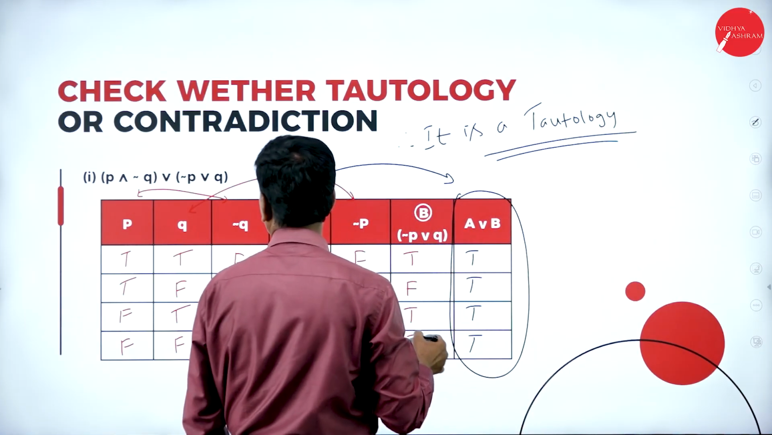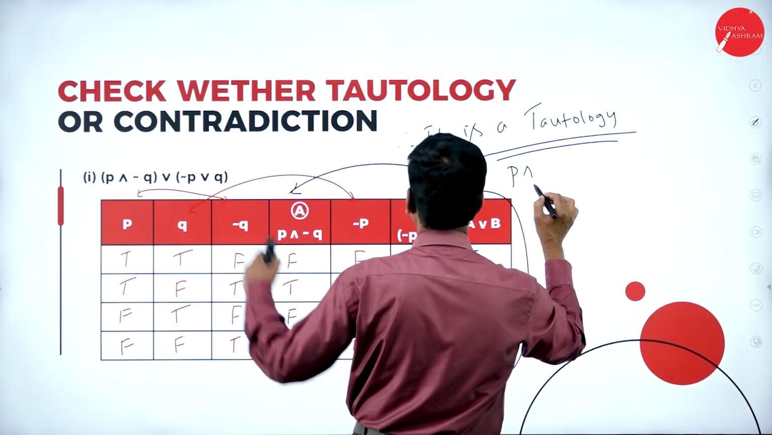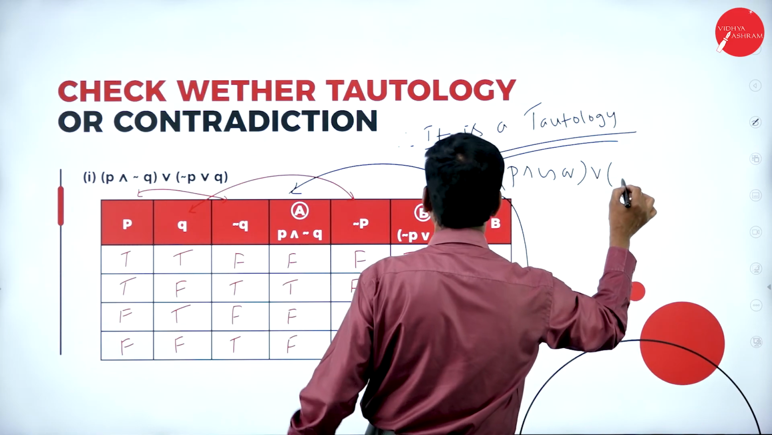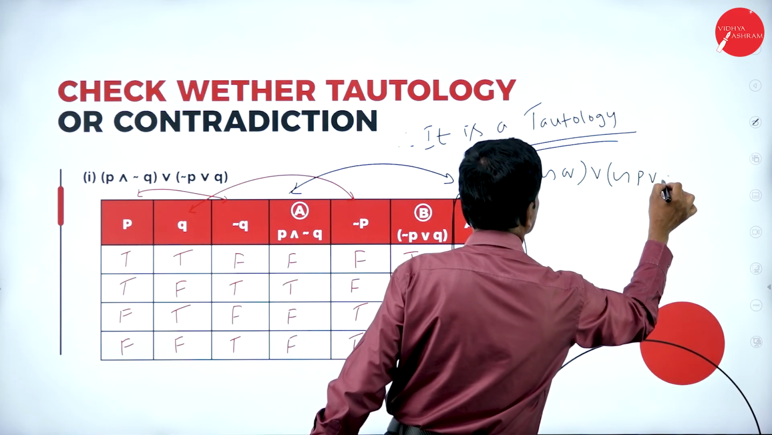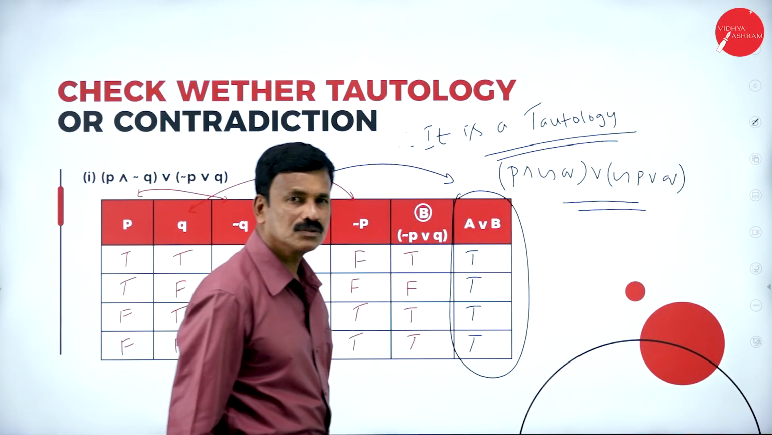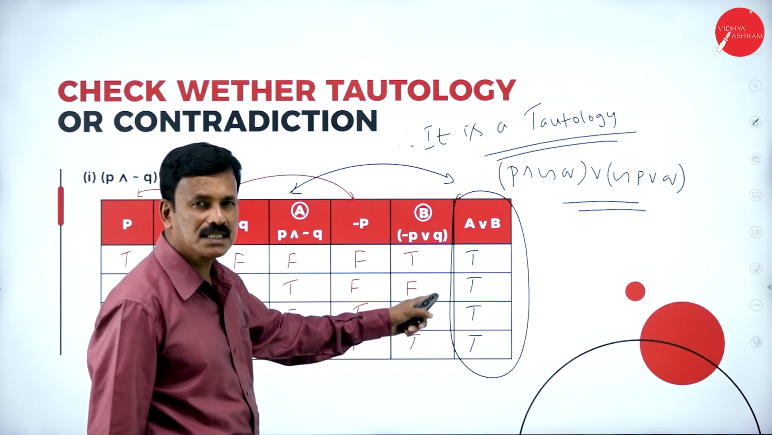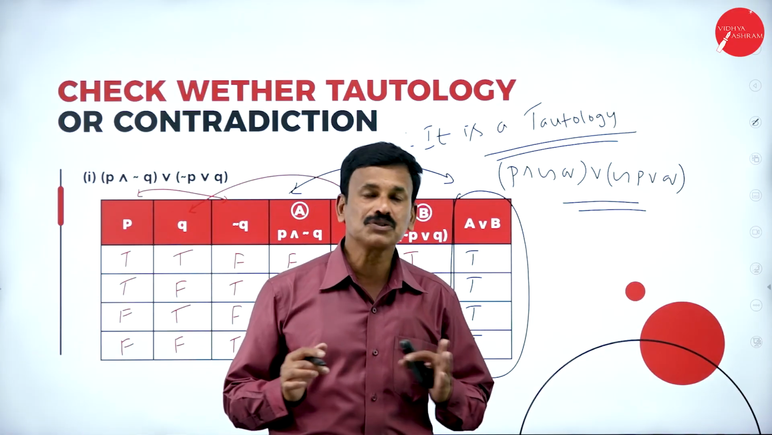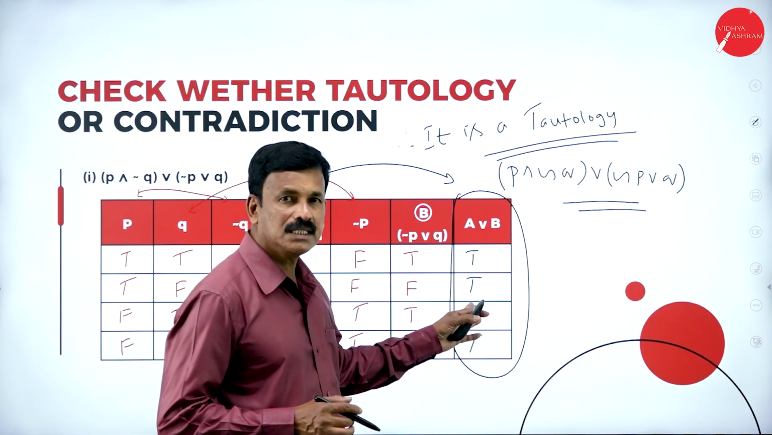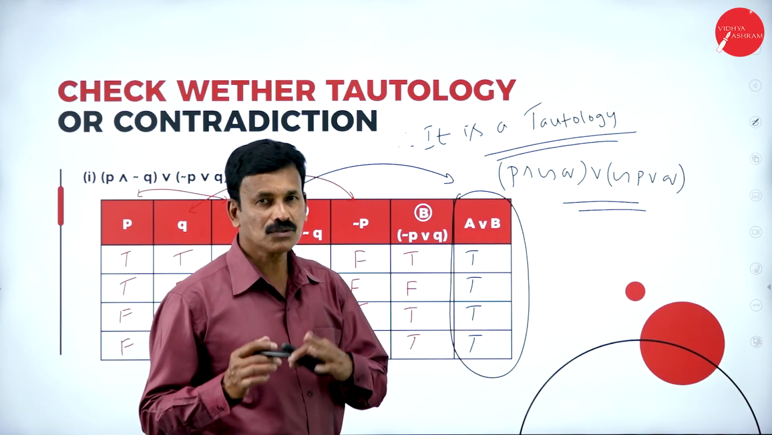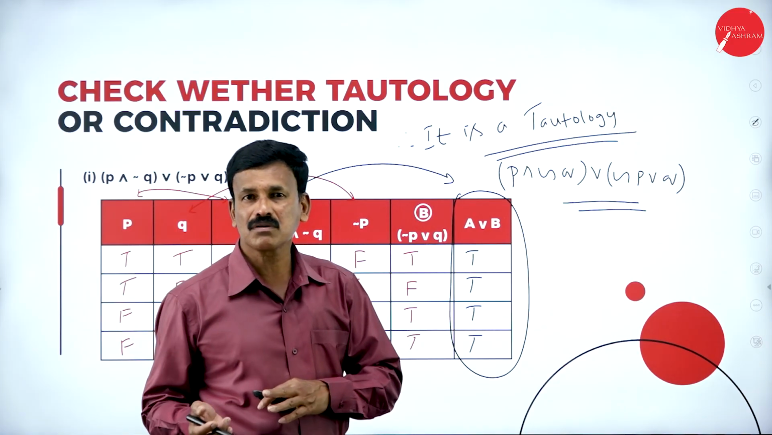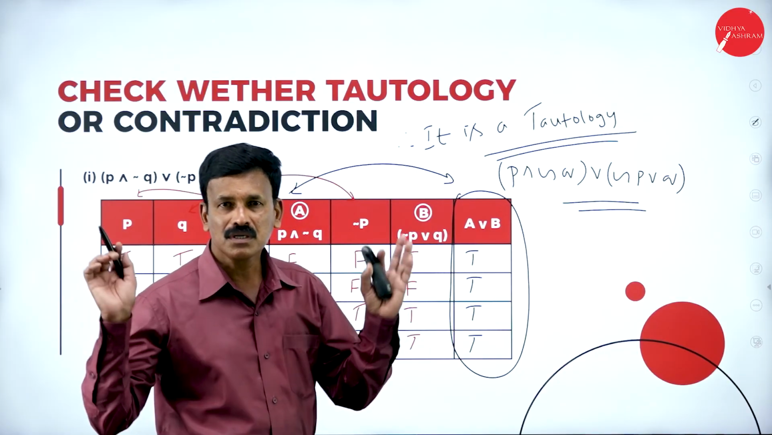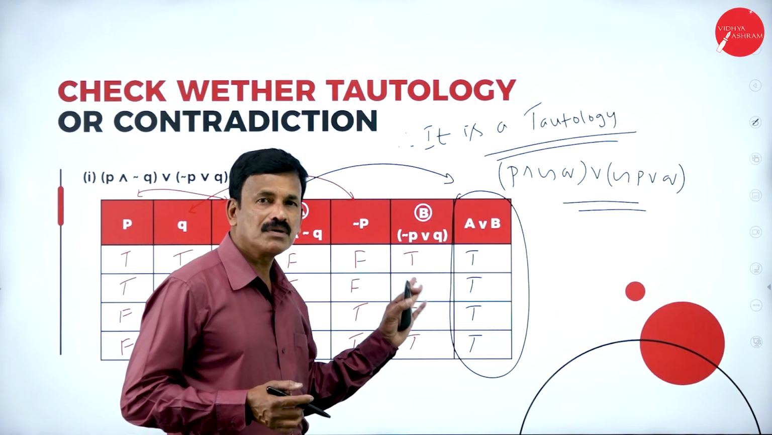That means the given proposition, (P conjunction negation Q) disjunction (negation P disjunction Q), is a tautology. We are getting all the truth values as T, T, T, T. Therefore, it's a tautology. Hope you followed. So if we get all the truth values in the last column as T, T, T, T, then it is called a tautology. Suppose we get F, F, F, then it is called a contradiction. If we get a mixture of true and false, then it is neither tautology nor contradiction. Anyway, this is an example for a tautology.